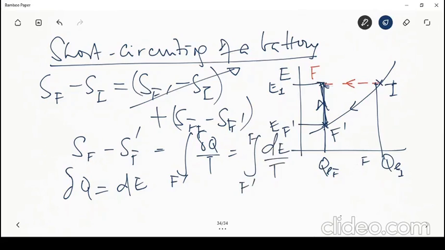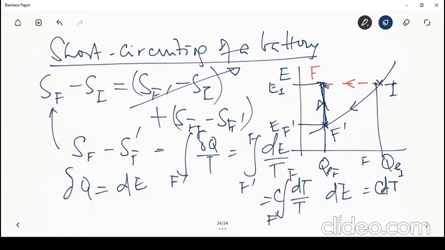Okay, so if E is given as some heat capacity C multiplied by T, then dE will be C dT. So if I can do that, then I can integrate this as C outside, dT by T from F prime to F, and that gives you the change in entropy. This is equal to this, so that will be the change in entropy for the irreversible process.